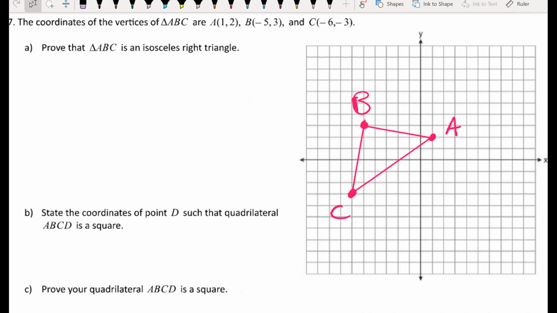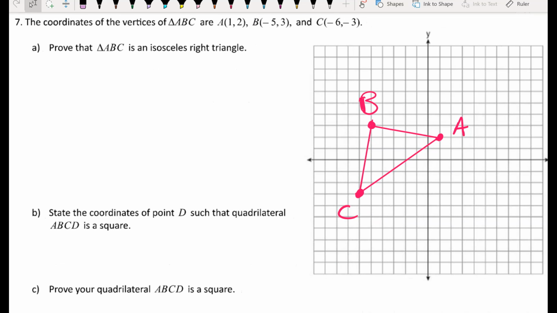Number 7, the coordinates of the vertices of triangle ABC are written there, and I want to prove that triangle ABC is an isosceles right triangle. To prove that it's isosceles, I would need to show that there are two congruent sides, and to prove that it's a right triangle, I would have to show that it has one right angle, or that it has perpendicular sides. So the first thing I'm going to do is do the isosceles part.